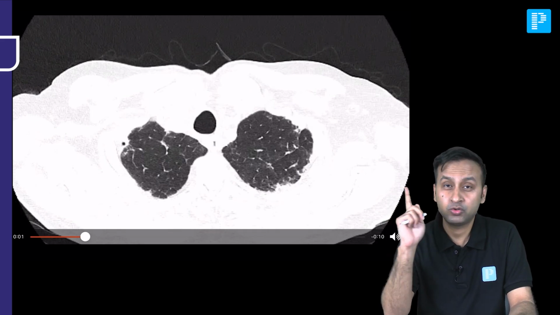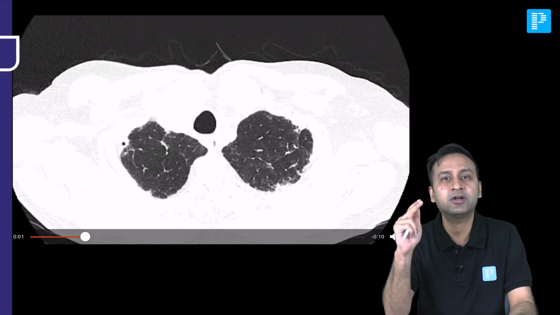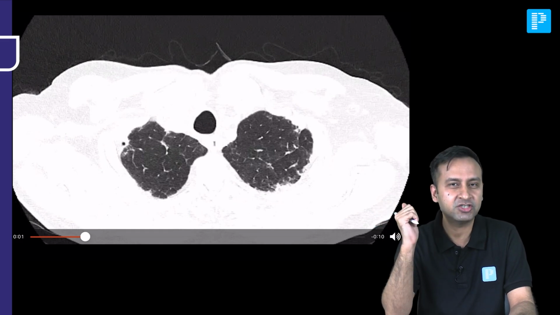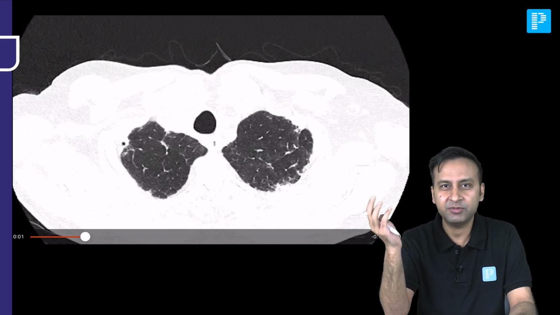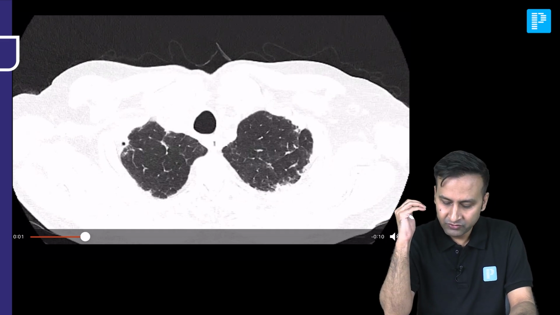First is reticulations, look for lines. Second is nodules, look for dots. And third is look for ground glass opacity or increased opacification. Fourth is look for abnormal hypodensity in the lung parenchyma, which may be due to mosaic attenuation. So let's have a look.